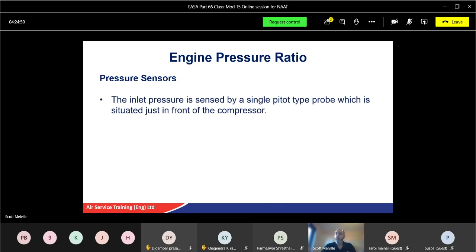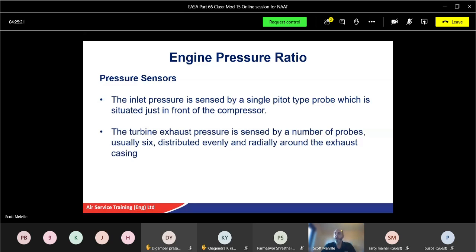Sensors, we'll need some sensors to get all this information. So the inlet pressure is sensed by a single pitot type probe, which is situated just in front of the compressor. Now, a pitot probe consists of a static and dynamic element. So you've got the flow moving into the pitot probe, which is calibrated, and then inside you have the static pressure, the high pressure, and the low pressure mixing together, and that will give a reading to the sensor. You'll learn more of that in specific topics.